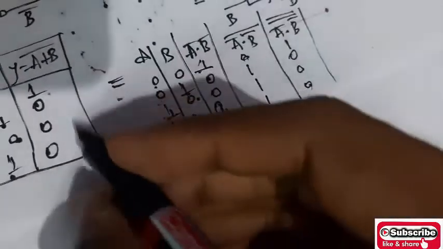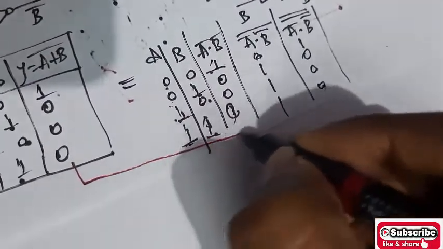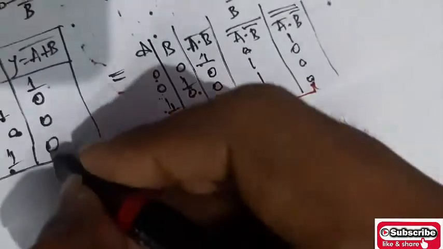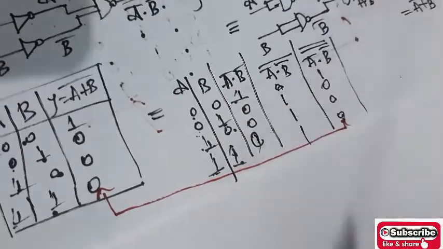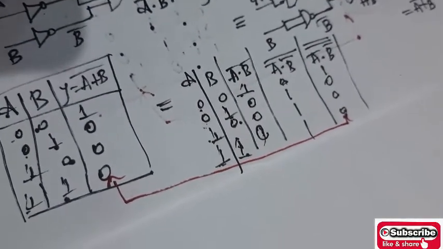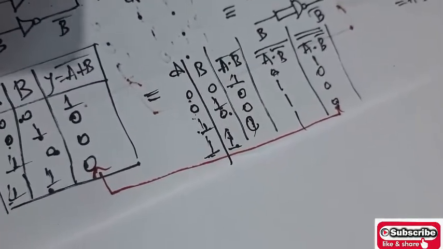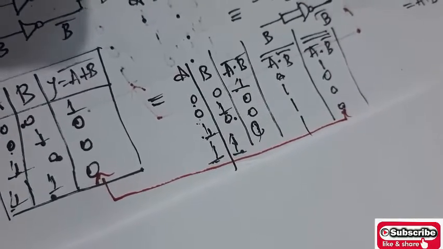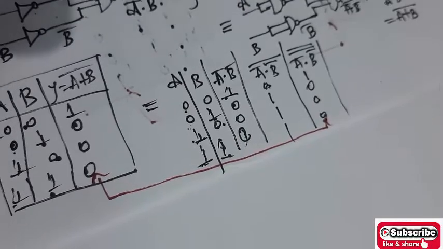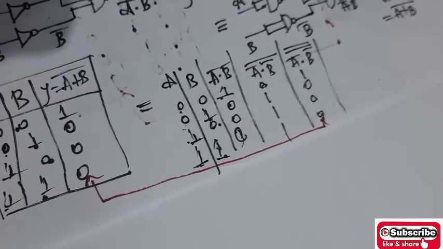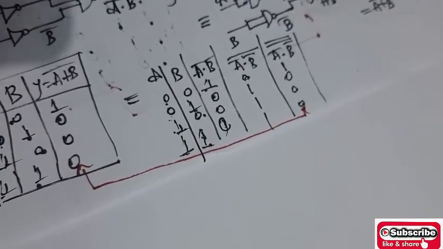Here we can observe that both outputs are the same, right? Hence by using this gate structure we can implement the NOR function with NAND gates. Hence in this way we can tell the NAND gate is a universal gate.